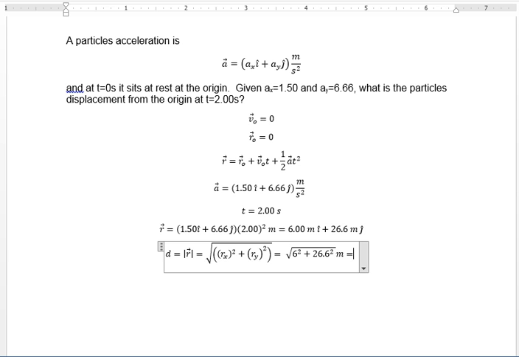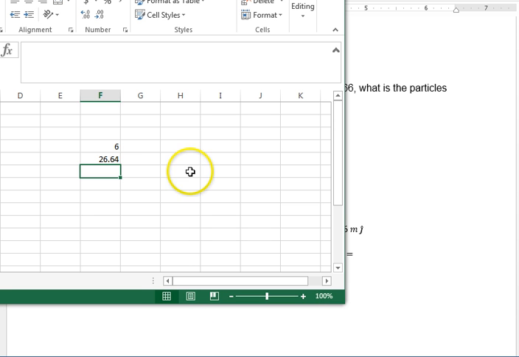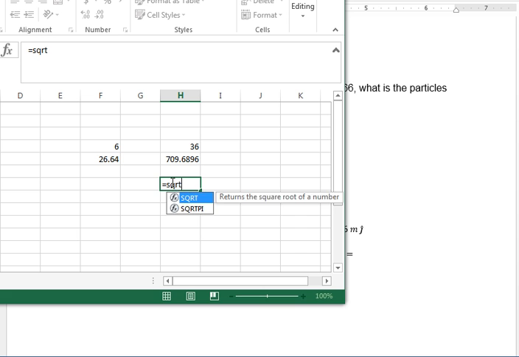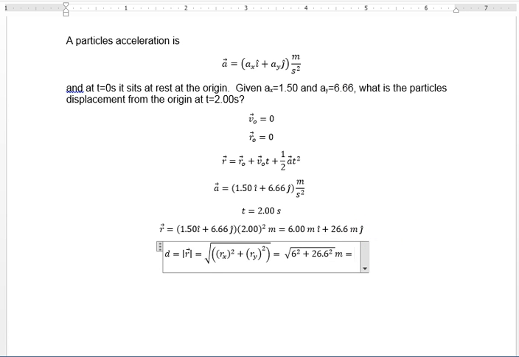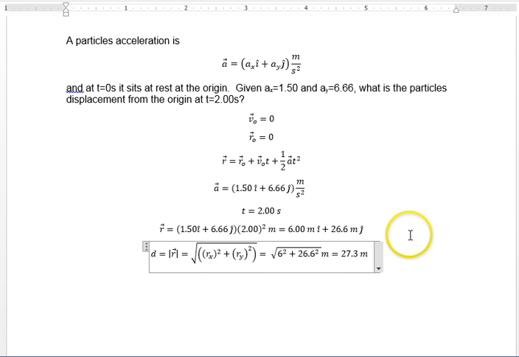So I'm going to go back to Excel real quick. 6 squared is 36, and 26.6 squared is about 710, so the square root of 36 plus 710 is 27.3. Okay, 27.3 meters. I'm just going to go ahead and do that.